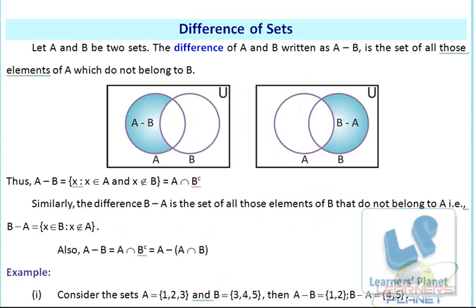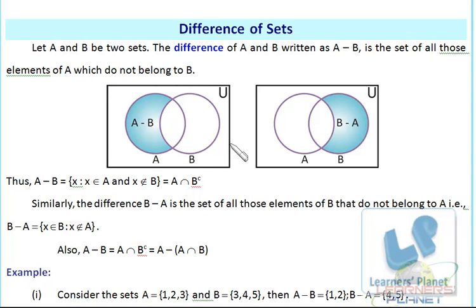Now, the next important thing is the difference of sets. Let A and B be two sets. The difference of A and B, written as A minus B, is the set of all those elements of A which do not belong to B.